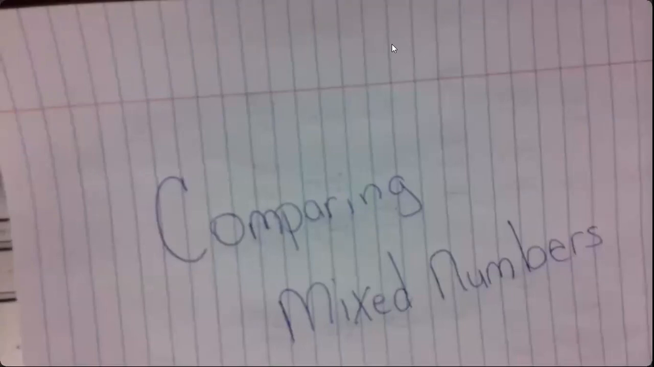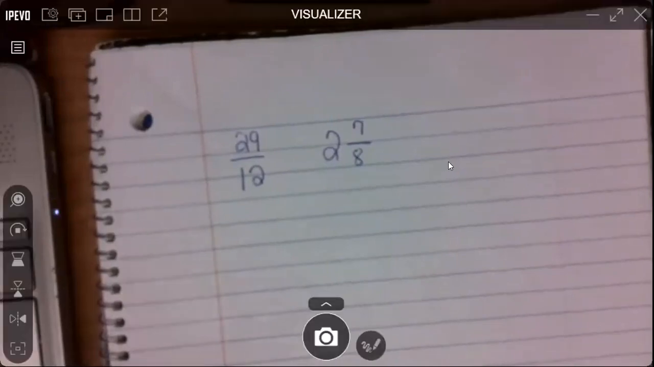All right, so you should have your lesson 26 problem set worksheet. Today we're going to be comparing mixed numbers. So when we're comparing mixed numbers, we're really going to say which number is bigger. So again, we're going to take the information that we already know and apply it to this.